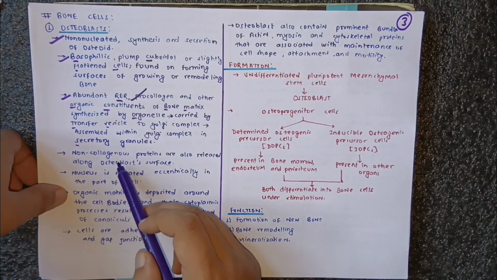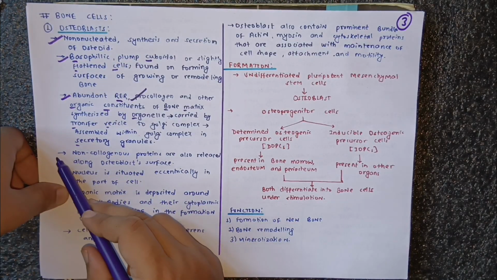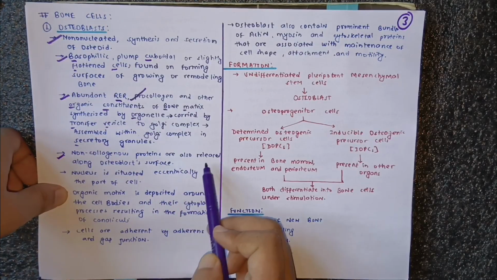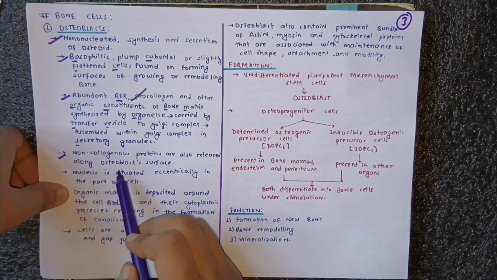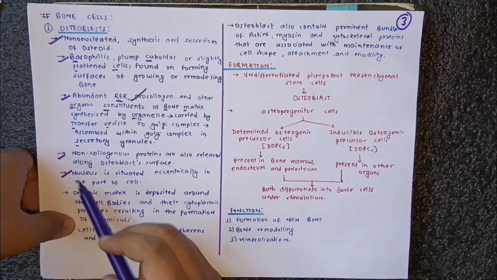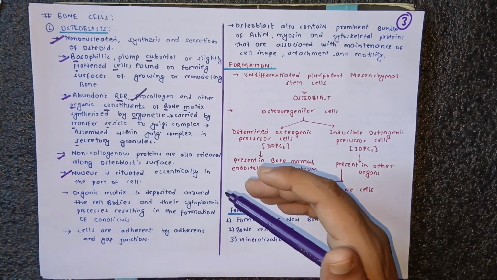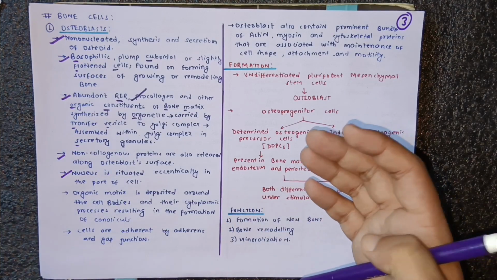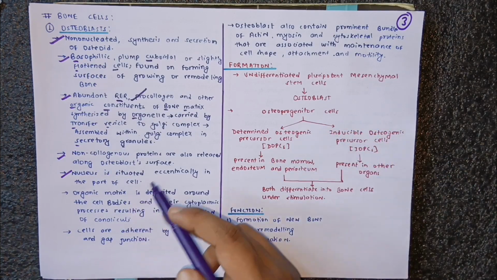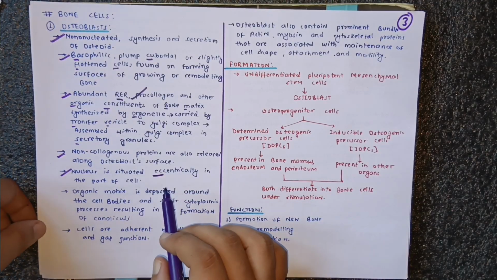After that, non-collagenous proteins are also released along the osteoblast surface. After that, the nucleus is situated eccentrically in the cell. Eccentrically means not in the center, but at the corners. So the nucleus is present eccentrically, and this is the morphology of the cell.